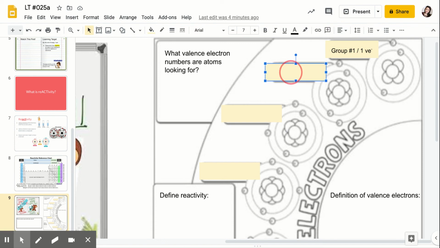So here, there's 1, 2 valence electrons. So we know that group number 2 has 2 valence electrons. And VE is just valence electrons, so you don't have to write the whole thing. Here we have 1, 2, 3. So I'm going to put group number 13 has 3 valence electrons. Okay. So you're going to do the rest on your own.